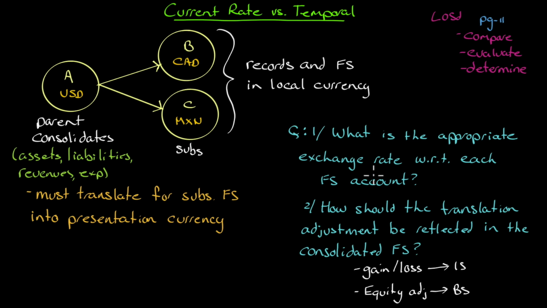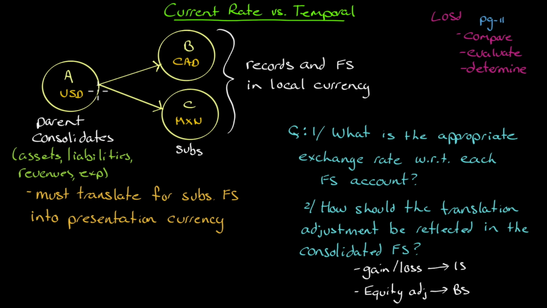And two, how should the translation adjustment be reflected in the consolidated financial statements? Now keep in mind, all we're doing is, let's take Canada here, the Canadian subsidiary. At the time it hands over its financial statements to the parent, the balance sheet is in balance and the income statement's net income is reflected in this company's retained earnings.